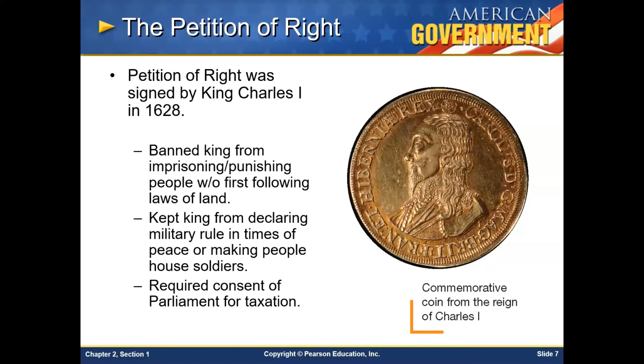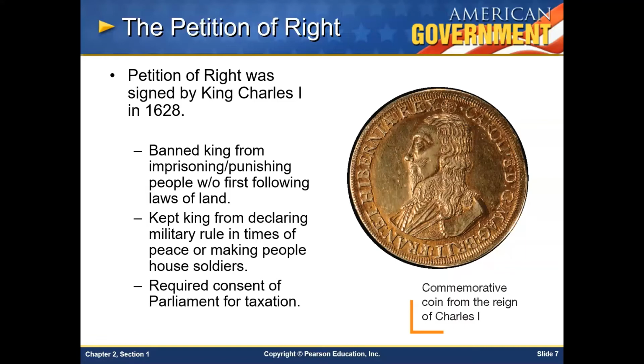It also kept the king from declaring military rule in times of peace or making people house their soldiers. There are some ideas present there that apply directly to things that made it into the US Constitution that we'll talk about in a few weeks. And then it also required the consent of Parliament for taxation. So the king couldn't decide by themselves to raise taxes. Parliament had to consent to it as well. And so that was declared in 1628 with the Petition of Right.